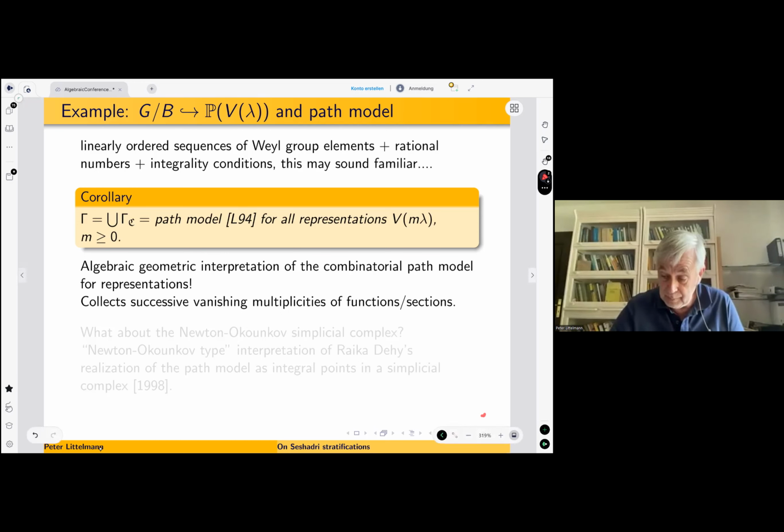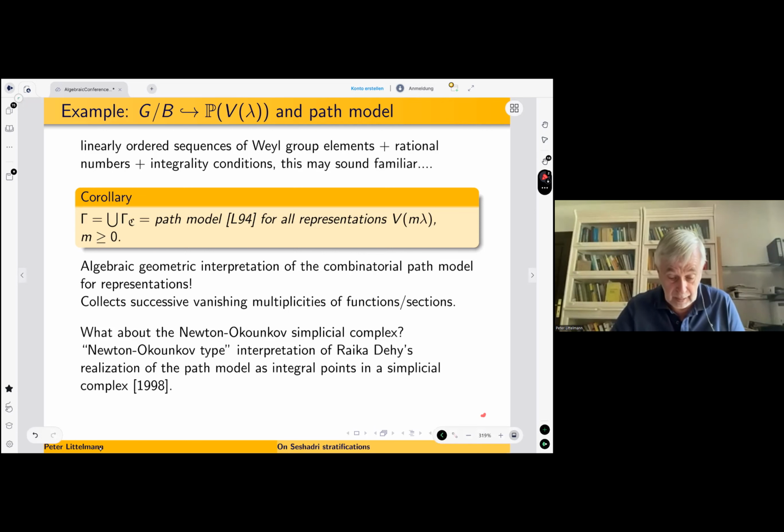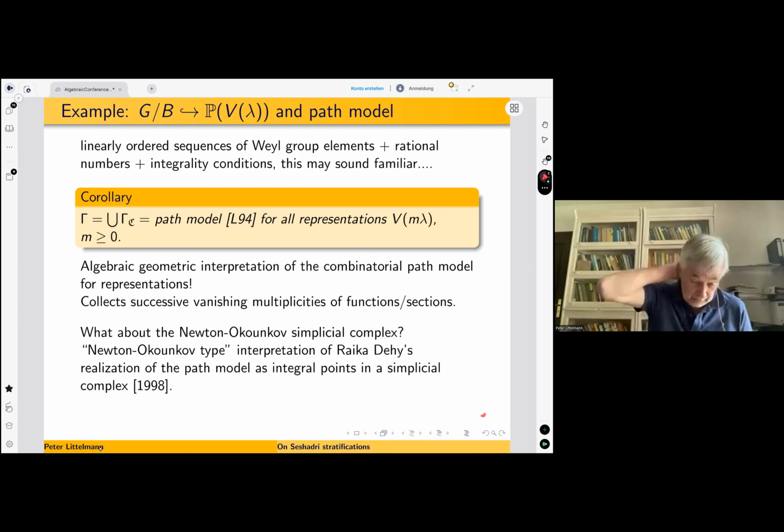Now you may ask about what happens with the Newton-Okounkov simplicial complex in this case. Well, there was also Lakshmibai, who also more or less 30 years ago gave a description of the path model as integral points in a simplicial complex. And the simplicial complex I defined here using our construction, the Seshadri stratification, is exactly the same. So we recover also here this combinatorial object.